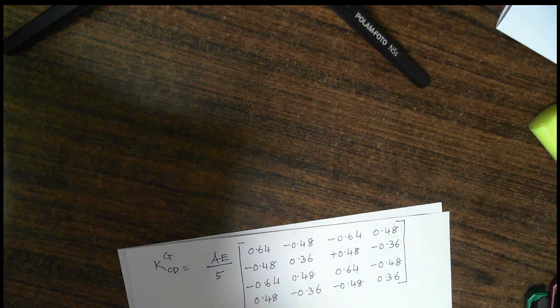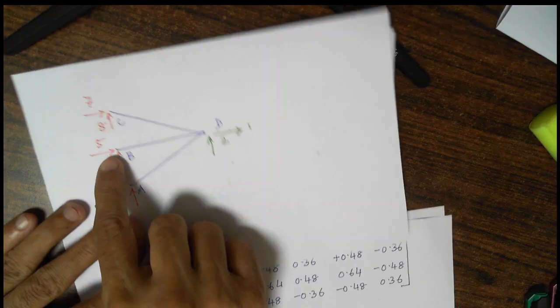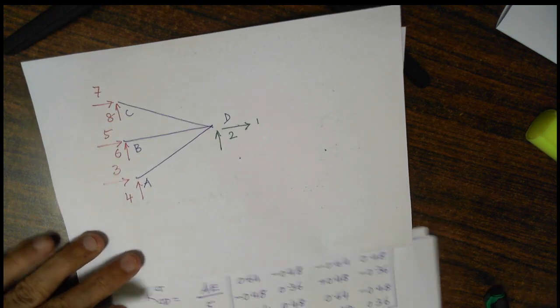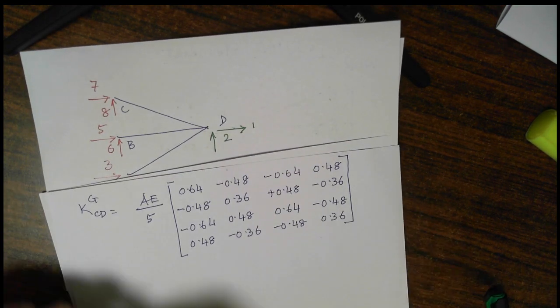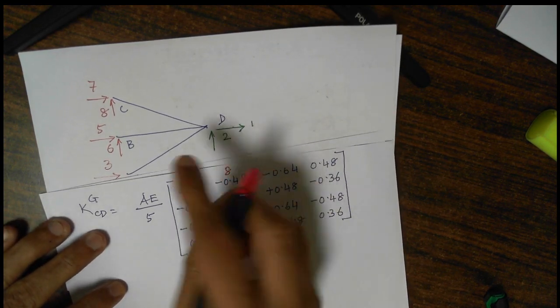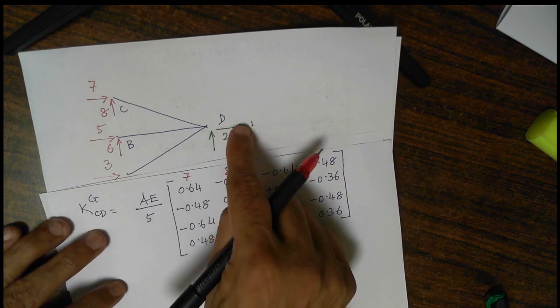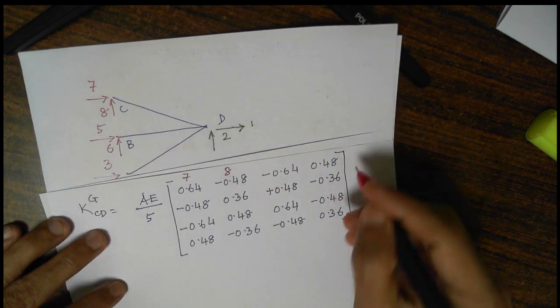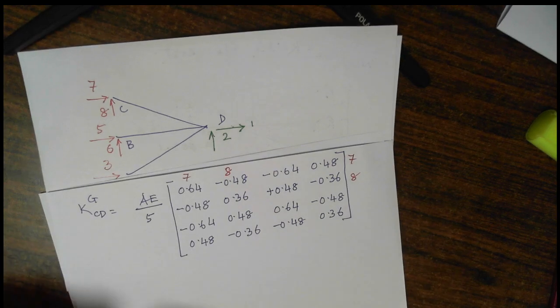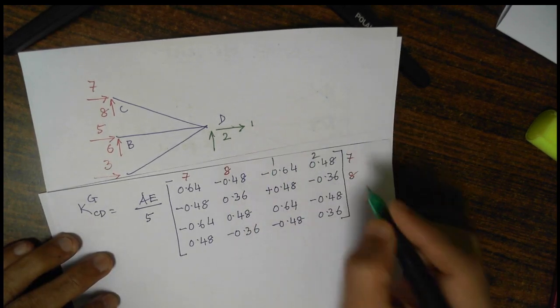Now I will again look at member CD. How is member CD? I am going to write the coordinates for member CD as 7812. If I would have written DC, I would have taken 1278 in global terms. So 7812 by 7812 in global terms.